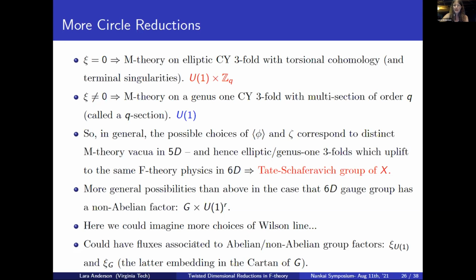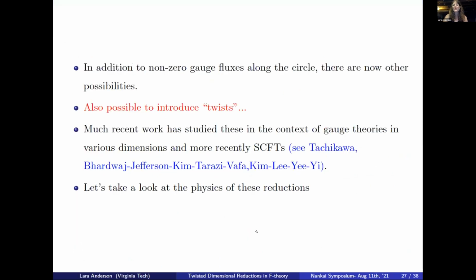More general possibilities are going to arise, of course, if you have non-abelian gauge fields. And you could imagine fluxes associated to those different factors, more choices for charged matter vacua. So the last thing, and I realize that I'm short on time, so in my last 3 or so minutes, the last thing I want to mention is the physics of these dimensional reductions, which would lead to twisted geometries for which the Jacobian and the elliptic fiber will differ. Where does this come from?